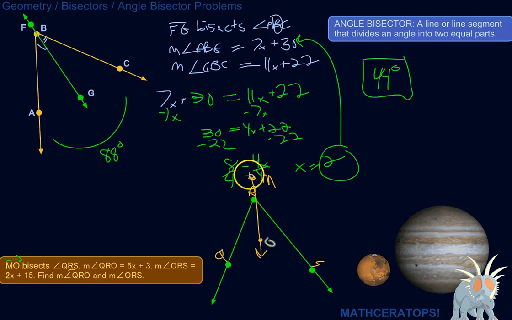Again, since I called it a ray, we could have just called it a line segment, if it goes on in that direction too. Either way, it's being bisected, which means that QRO is congruent with ORS. So that means I can set their angle measurements equal to each other and solve for x, and then figure out what their angle measurements are.